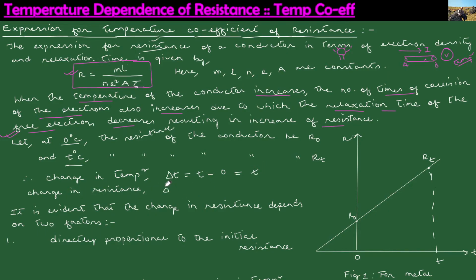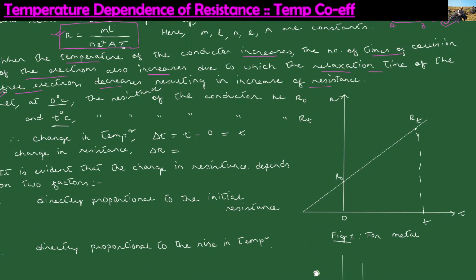Then the change in resistance, delta R, will be equal to RT minus R0. This change in resistance will be equal to RT minus R0. So that is the change in resistance, RT minus R0.